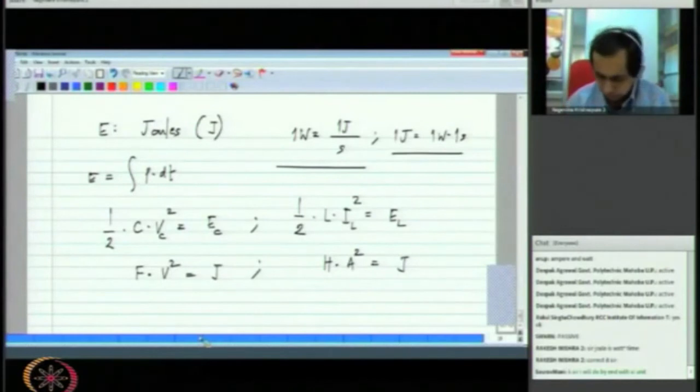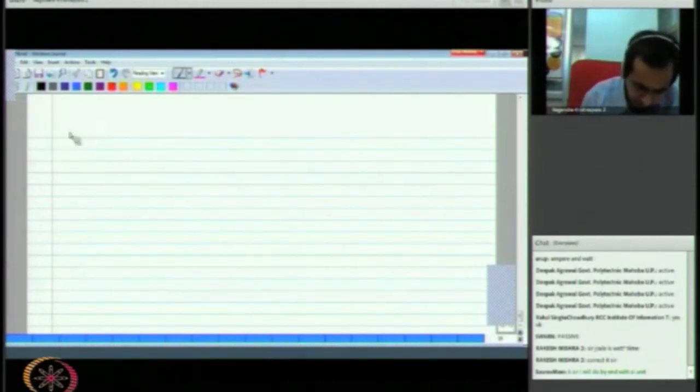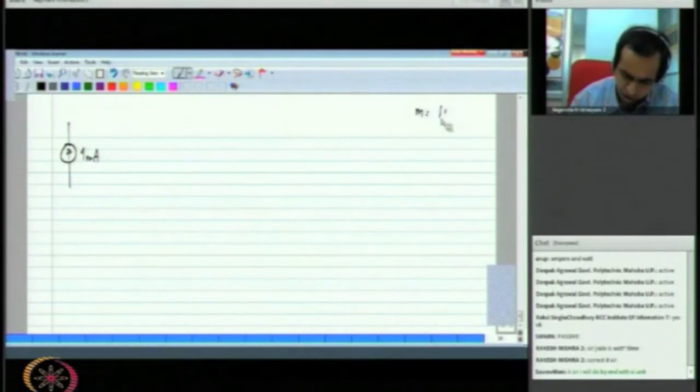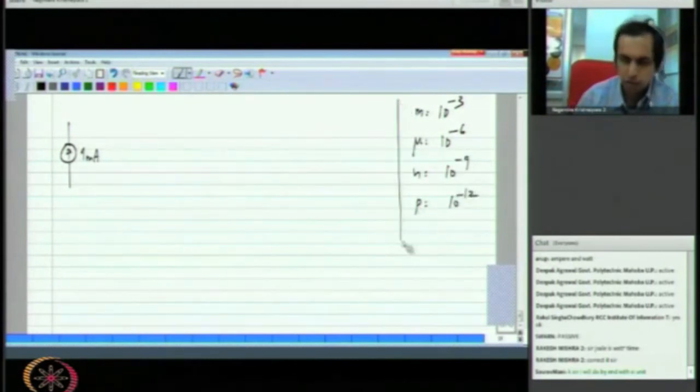Now again, we can do a couple of calculations just to get you used to these calculations. Let's say I have 1 milliamp current source. I think all of you know the prefixes. Milli is 10 to the minus 3, micro is 10 to the minus 6, nano is 10 to the minus 9, and pico is 10 to the minus 12. These are the ones that we most frequently use.